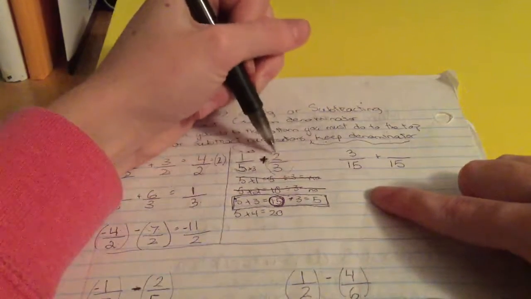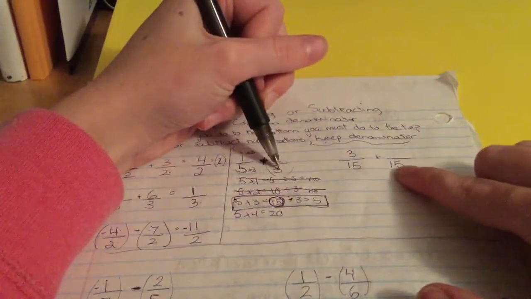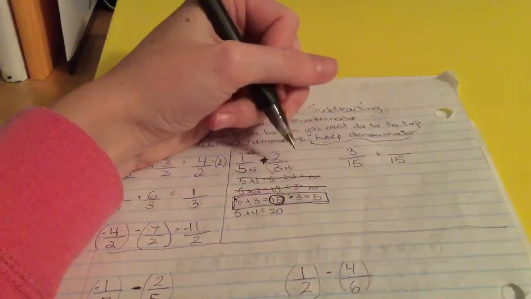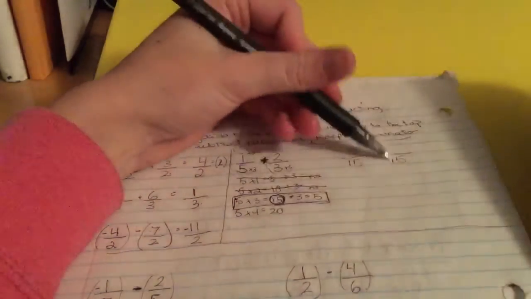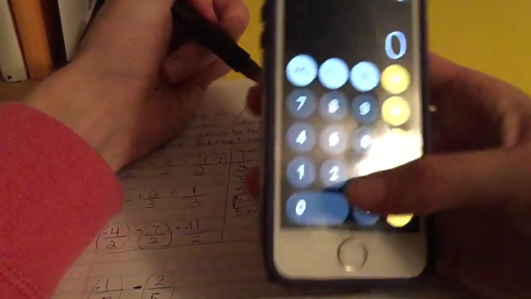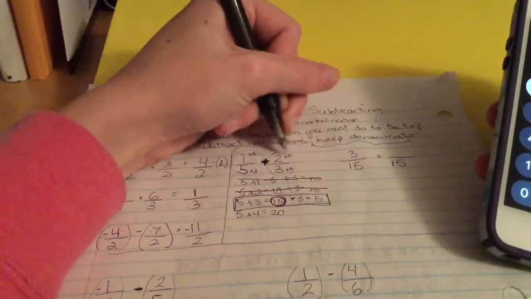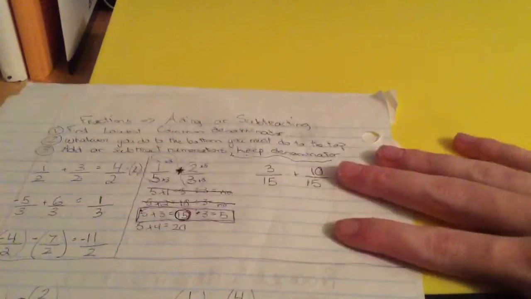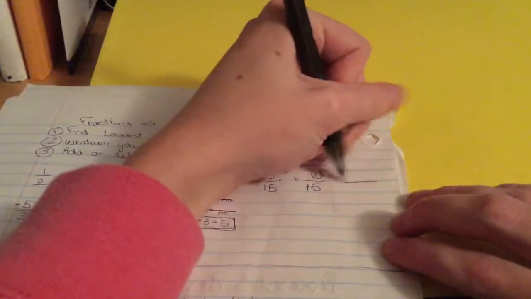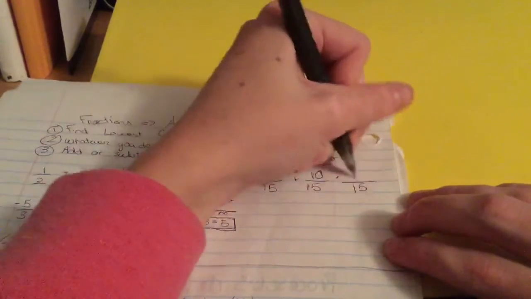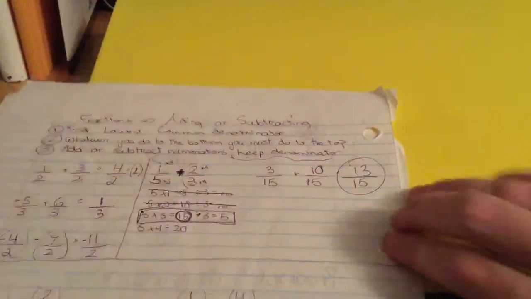So let's tackle this one now, 2 over 3. To get from 3 to 15, you times by 5. And the reason I know this is because 15 divided by 3 is 5. And if you didn't know that, just put in your calculator, 15 divided by 3 is 5. So we know that 3 times 5 is 15. Whatever you do to the bottom, you have to do to the top. And 2 times 5 is 10. So you know that these are both going to be over 15, and 10 plus 3 is 13. So that's our answer.